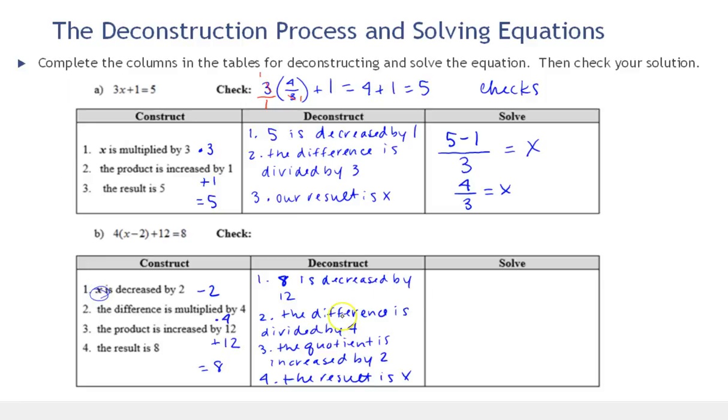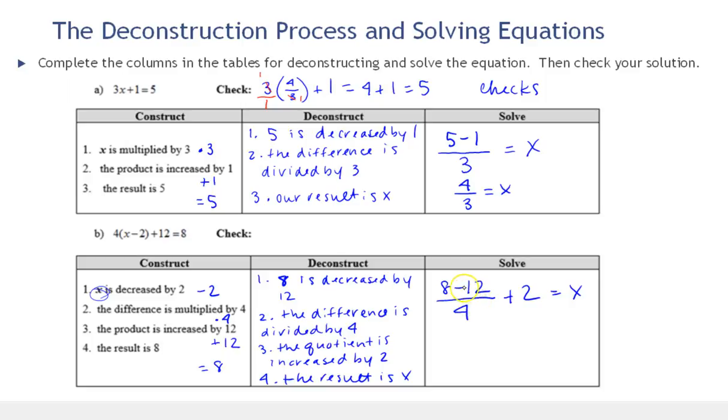So now let's write this expression out. So we have 8 is decreased by 12, so that's 8 minus 12. The difference is divided by 4, so we'll take the entire difference, divide it by 4. The quotient is increased by 2, so this is our quotient. We'll add 2. And the result is x, so this equals x. Okay. Now let's perform these operations so we can get a simplified answer.